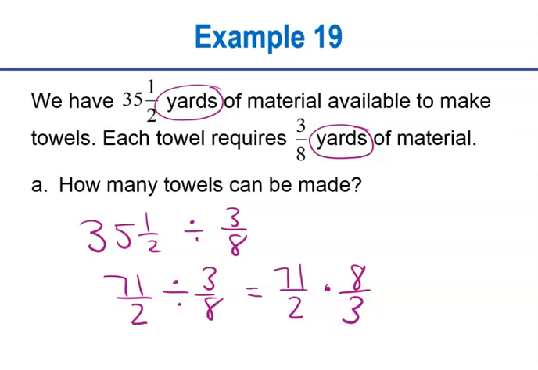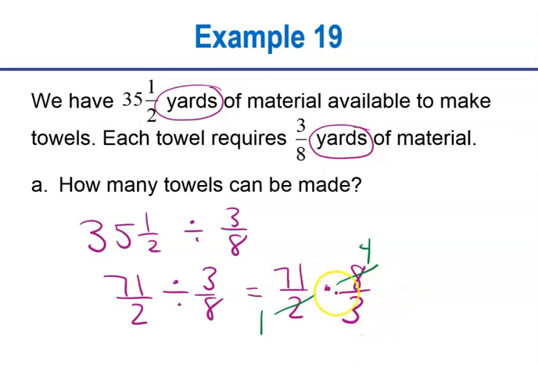Now, if you like, you can simplify before you multiply. Remember, we can divide both this numerator of 8 and this denominator of 2 by the greatest common divisor of those two, which is 2. So 2 divides into 8 4 times, 2 divides into 2 1 time. And then you can multiply 71 times 4.